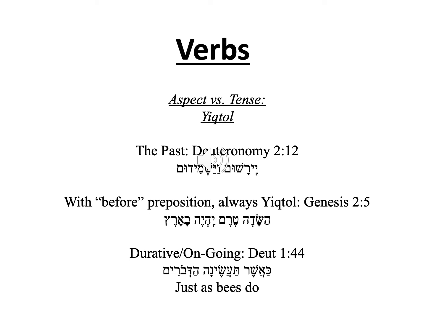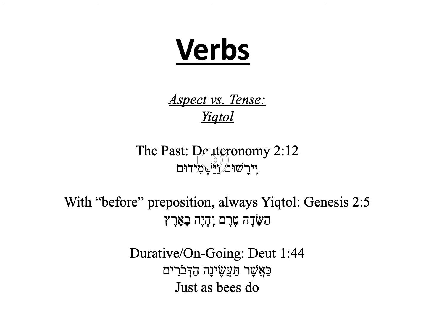The yiktol form, the imperfect, is also used in some unusual ways. For instance, in Deuteronomy chapter 2, verse 12, the imperfect is actually used to reference the past. Yerashum, they seized them, talking about taking the land from the Horites on behalf of the Edomites, seizing Mount Seir. This is a historical past, and so it talks about what was being done or what was accomplished, and yet it's still a usage of the imperfect to designate the past. The same is true of the preposition before, terem. It is always followed by the yiktol imperfect, such as Genesis 2:5, before any bush was on the earth.